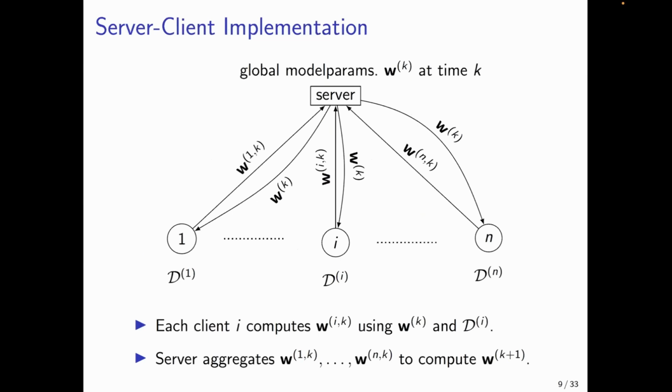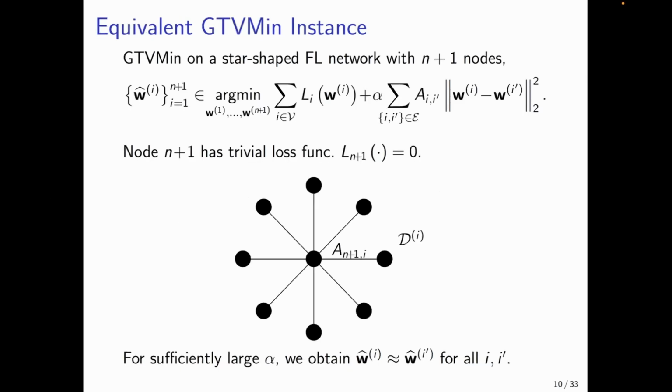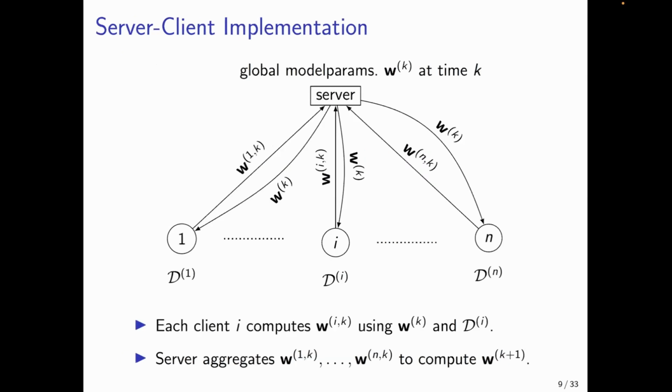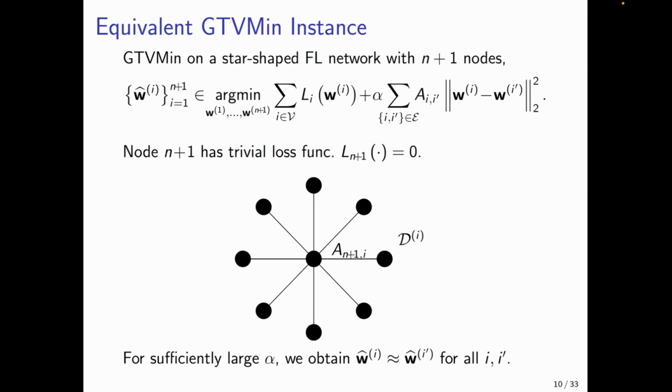And here is this server-client implementation of this single model federated learning algorithm, which is based on a single server. The disadvantage here is, of course, that the server is a single point of failure. So if somebody gets the server down, the whole federated learning system doesn't work anymore. That's why it might be better to use something more distributed or decentralized, which is exactly what we do when we use GTV minimization. And actually, we can translate this server-client setting into an equivalent GTVMin instance using a federated learning network, which is connected.